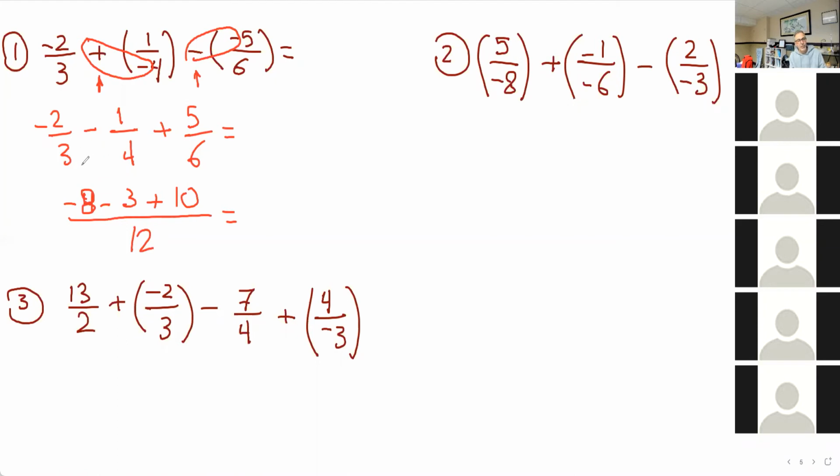But again, you could just say multiply by 4 to make it 12, multiply it by 4, multiply it by 3, multiply it by 3, multiply it by 2, multiply it by 2 to make them all the same common denominator. Okay.